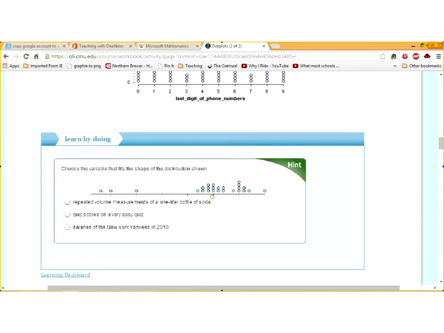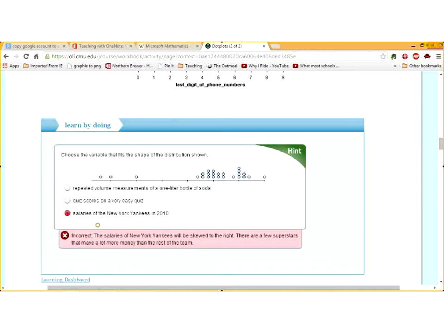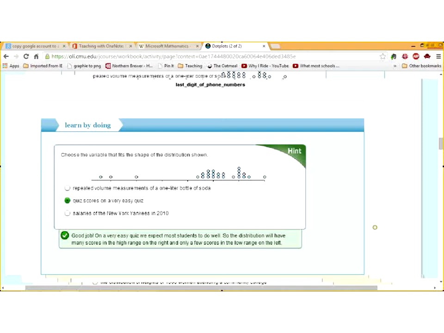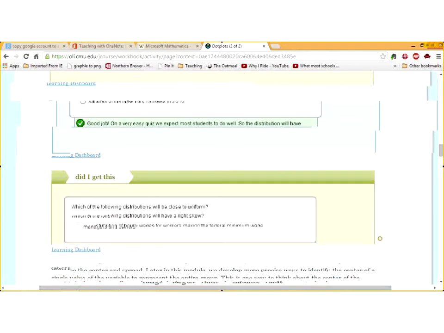But for these, basically, we're looking for something where almost everybody is fairly close together at the high end, and then there's just a few towards the lower end. And baseball salaries don't tend to be like that. They tend to be a little more spread out, with a few very, very high, and then maybe some more closer together in the middle to the lower end. And so if you clicked salaries, for example, it would say it'll be skewed to the right. There are a few superstars that make a lot more money than the rest of the team. But quiz scores on a very easy quiz, we expect most students to do well. All right. I'll save that for you.